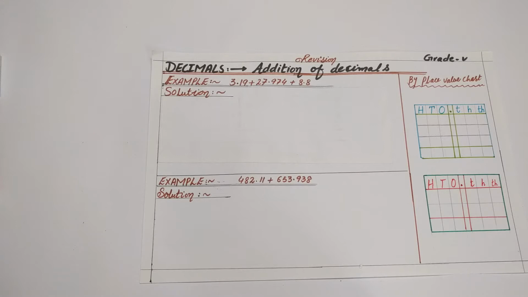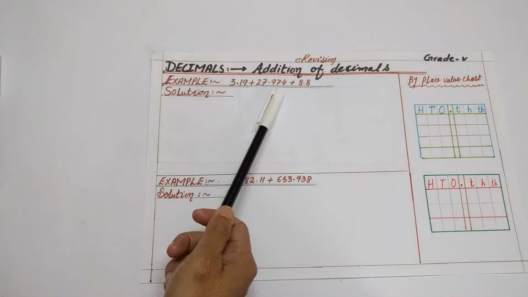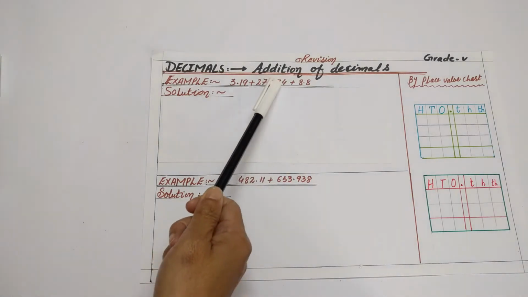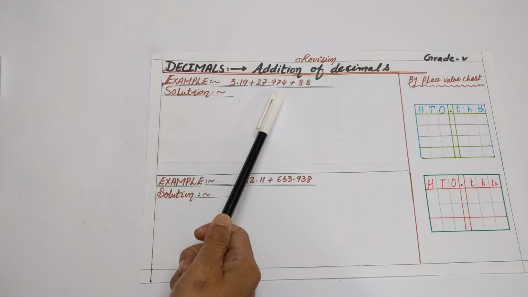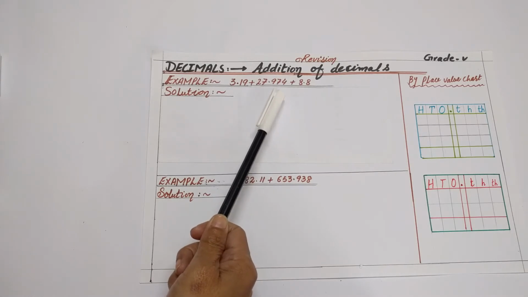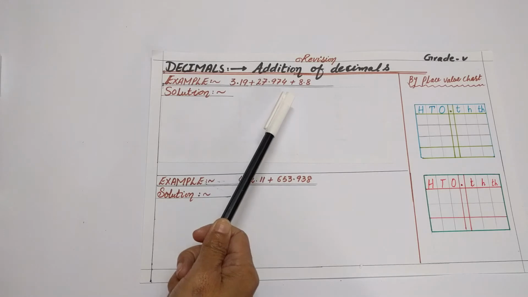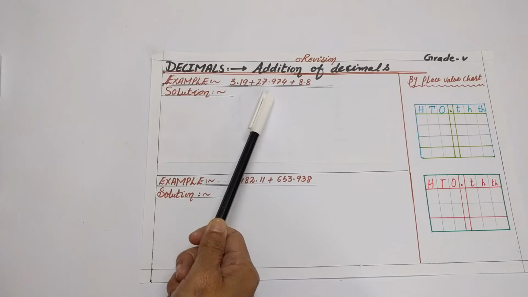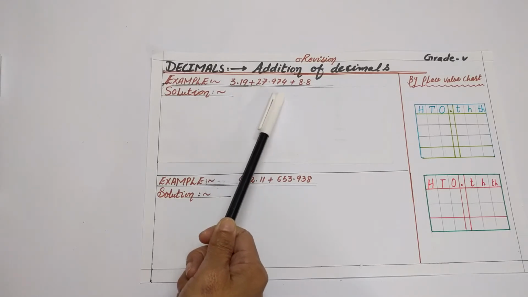In this example, we have three numbers: 3.19 plus 27.974 plus 8.8. As I told you, for addition of decimals, we have to check whether the decimal numbers are like or unlike. If unlike, then we first need to convert them into like decimals. So let's check whether our given numbers are like or unlike. For this purpose, we have to check the decimal places of all three given numbers.